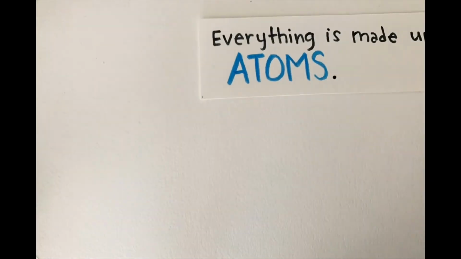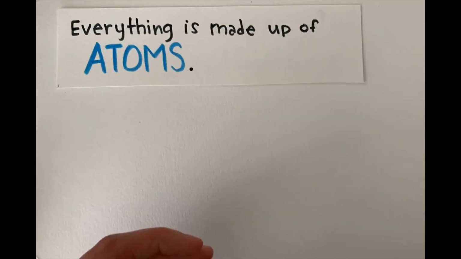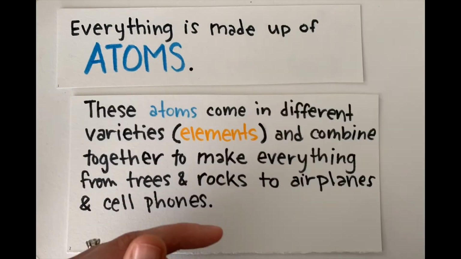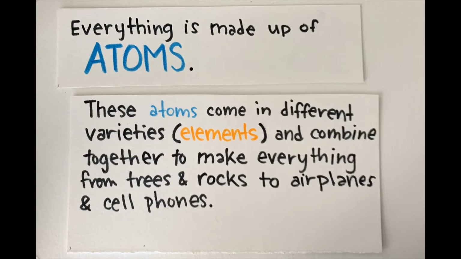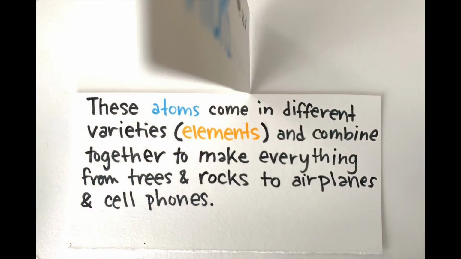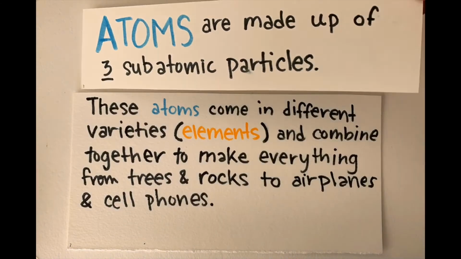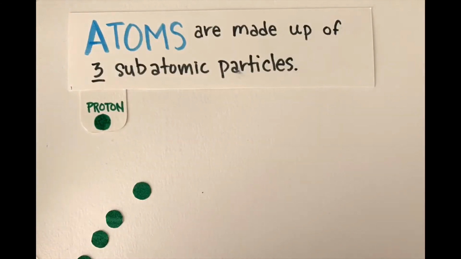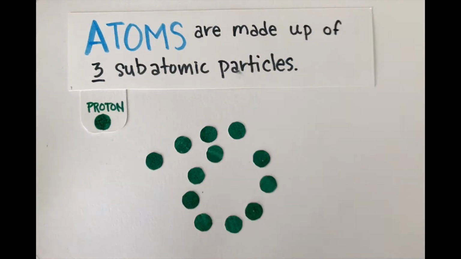Everything in our world, except for energy, is made up of atoms. And atoms come in different forms, like the different elements, like the helium atom and the hydrogen atom, and they combine together to make everything. Now, atoms are actually made up of something else. We call these subatomic particles, and they're made up of three different types.